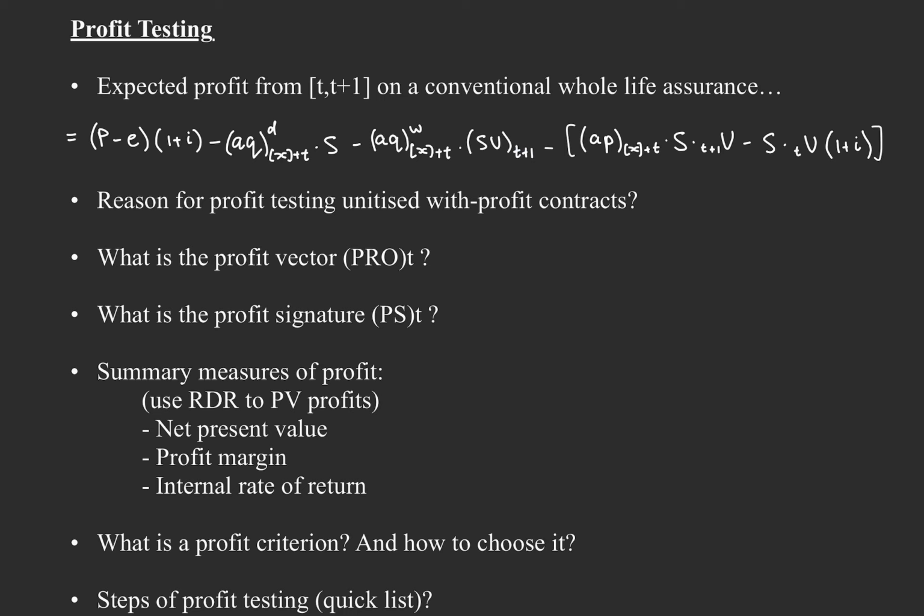Okay, so that's also considered an outflow in the same way that this sum assured paid on death is also considered an outflow. Okay, so these both happen at the end of the year, and so we don't have any interest taken into account. Now, this big bracket here is to represent the change in reserves.